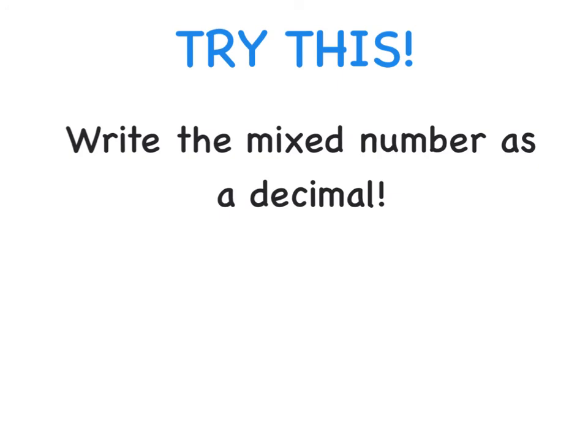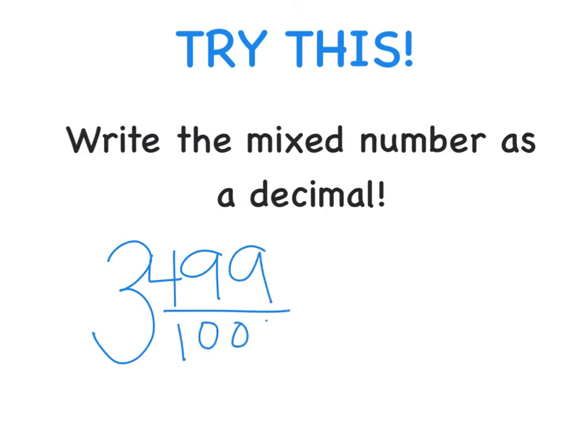You are going to write this mixed number, 3 and 499 over 1,000, as a decimal.